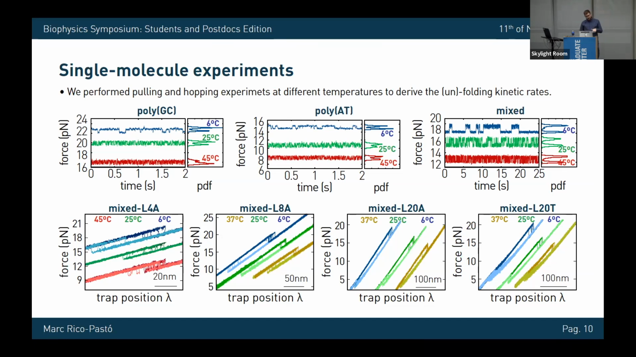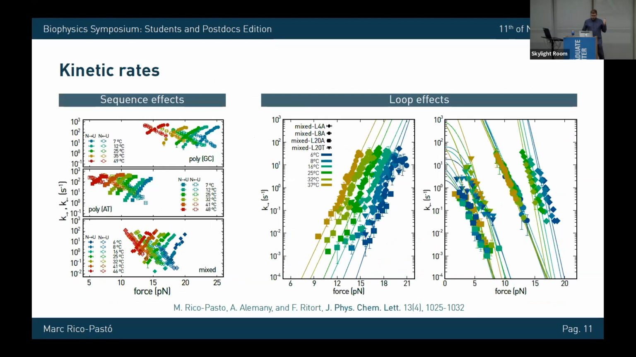So, as I said, I determined the kinetic rates from this data. For the hopping, I measured the inverse of the average resident time. And I treated the unfolding trajectories as Markovian processes to determine the kinetics from the distribution of the first force at which the molecule changes its state. The kinetic rates are shown here.